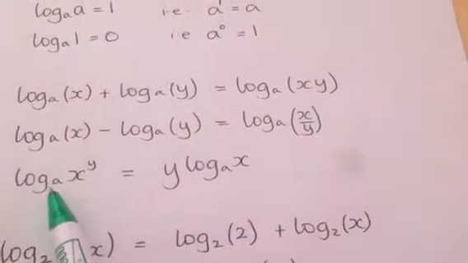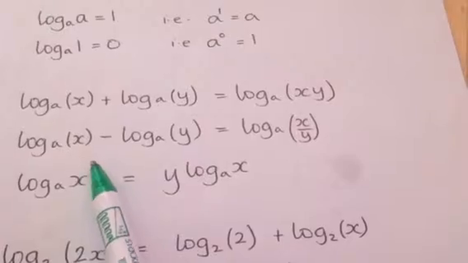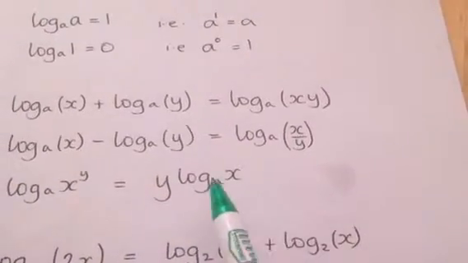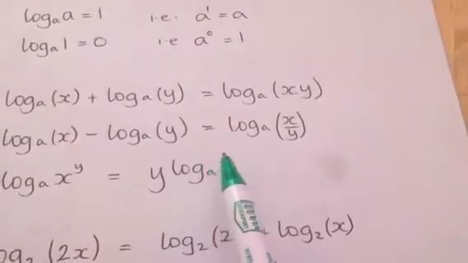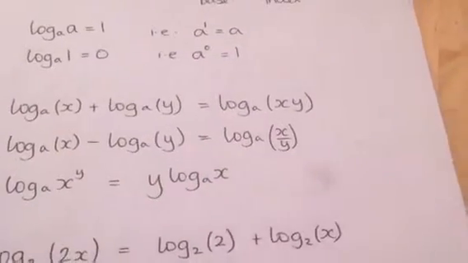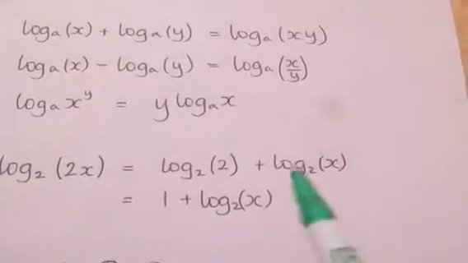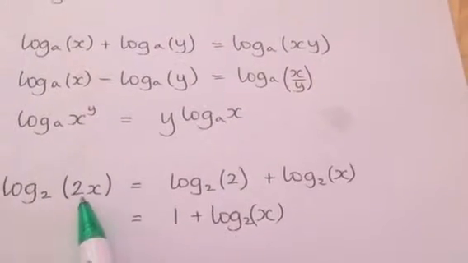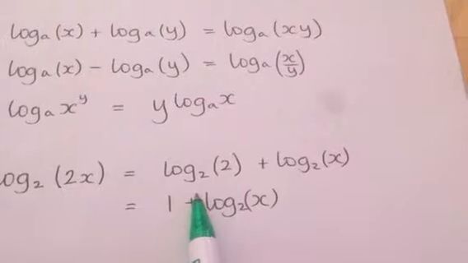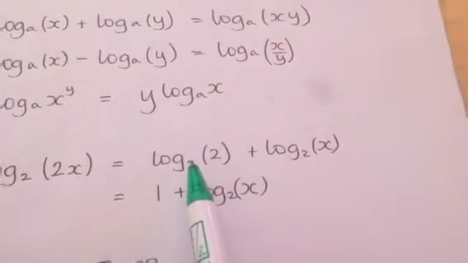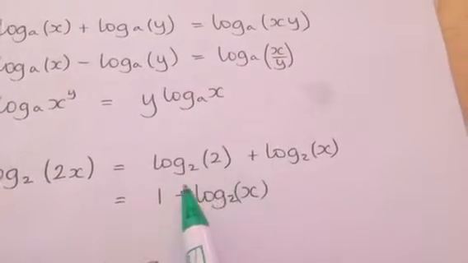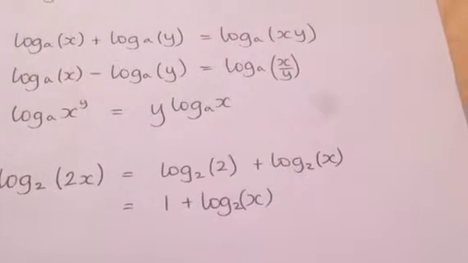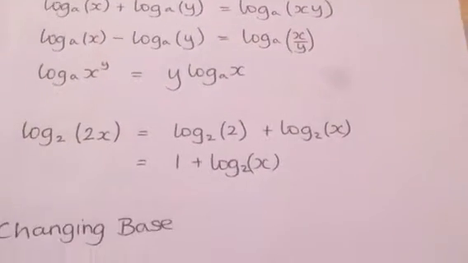And then if you've got log in base a of x to the power of y, you can bring the y down to the front and give you y log a x. And again, remember that you can go from this side to this side. So for example, if you had something like log in base 2 of 2x, I've multiplied it, which means I can separate it into 2 logs. And the reason why that's useful is because log in base 2 of 2 is just 1. So I can simplify it to 1 plus log in base 2 of x.